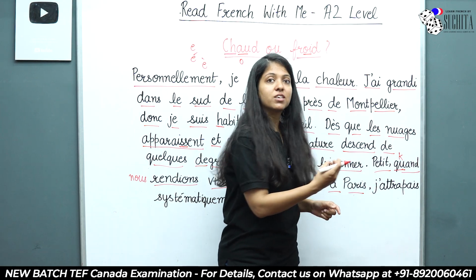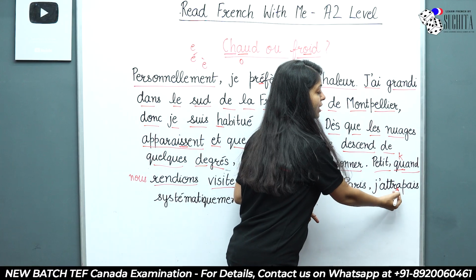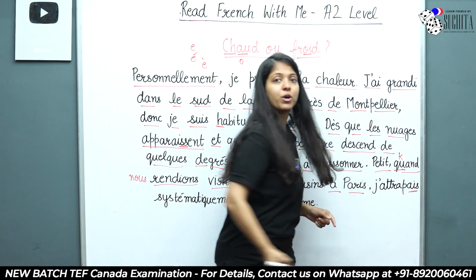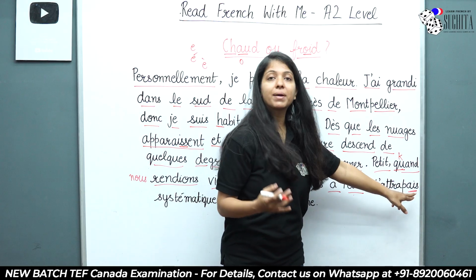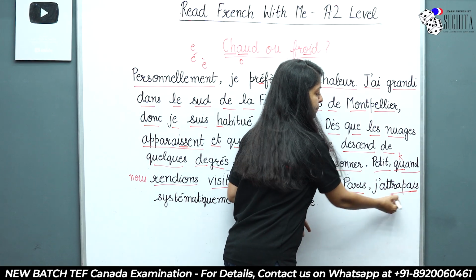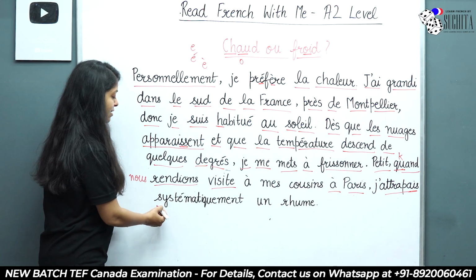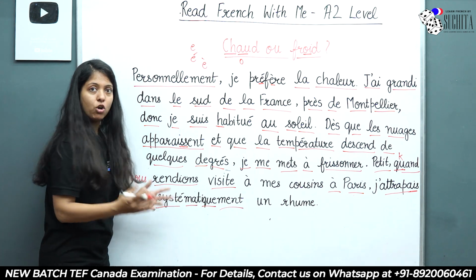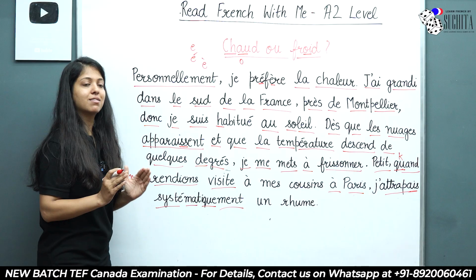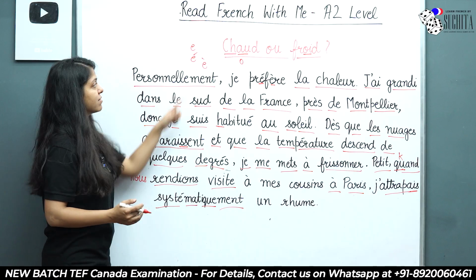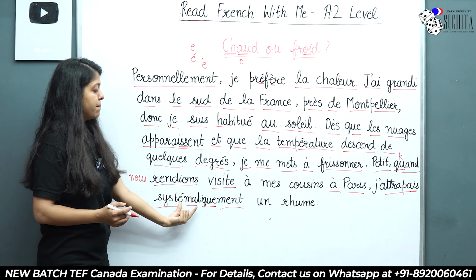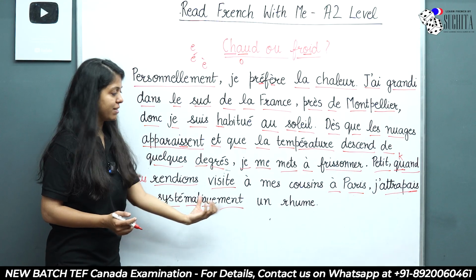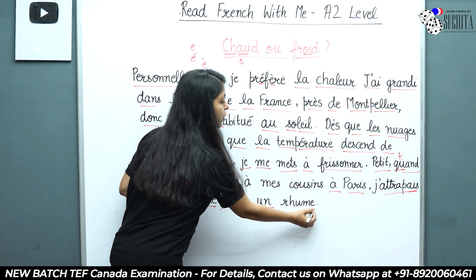Now JA becomes ja. J'attrape, because AI the pronunciation is A. So PI becomes P. J'attrape systématiquement. It's a long word, but if you break it and pronounce it, it's easy. Systé, because this is A. Systématiquement, un rhume.